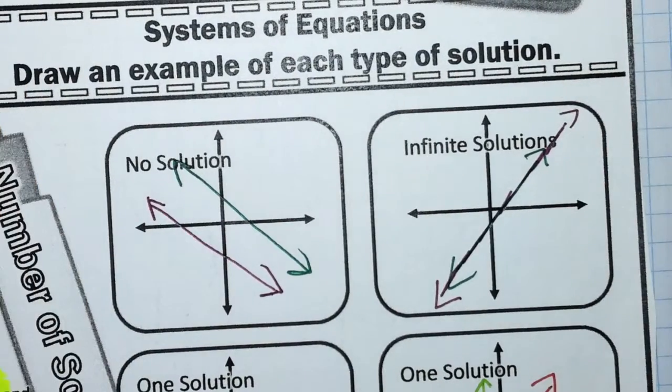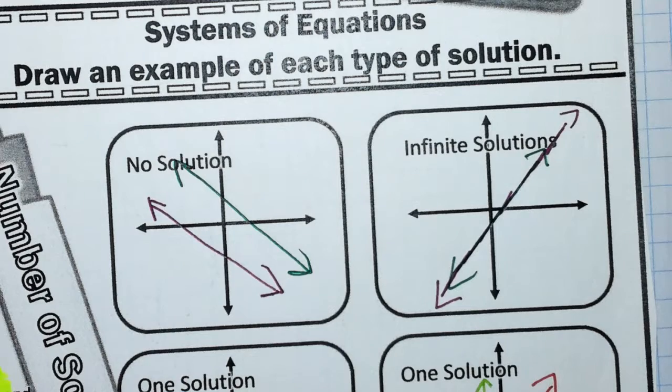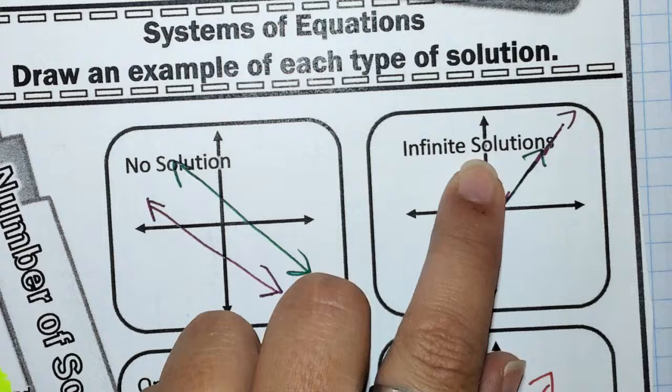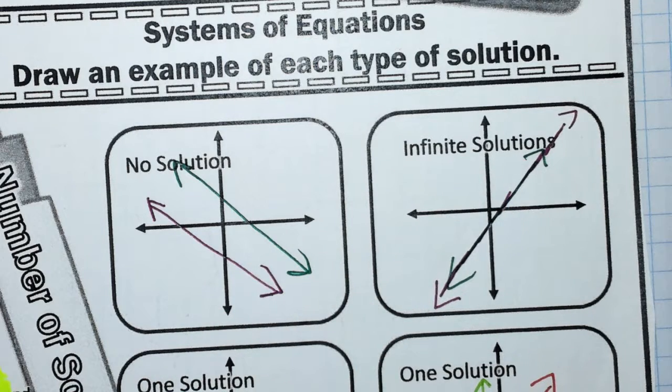Infinite solutions. It looks like this. Alright, if it's one line, what's the answer? Infinite solutions. Get a point. Oh, yeah. Good point.